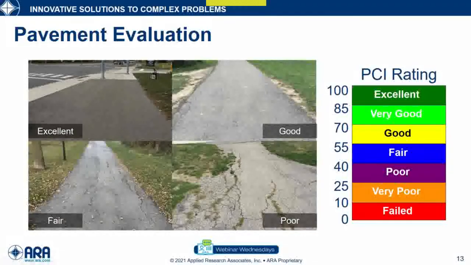Here's a fair example where we're starting to see more prevalent cracking. And here's a poor example where this pavement is approaching the classification of failed. And once we get to this point, generally the only option would be to fully replace the asphalt in this section here. So just a few examples here for you. And now I will turn it over to Mike, who will introduce some of the trail data collection tools that we have available for trails.